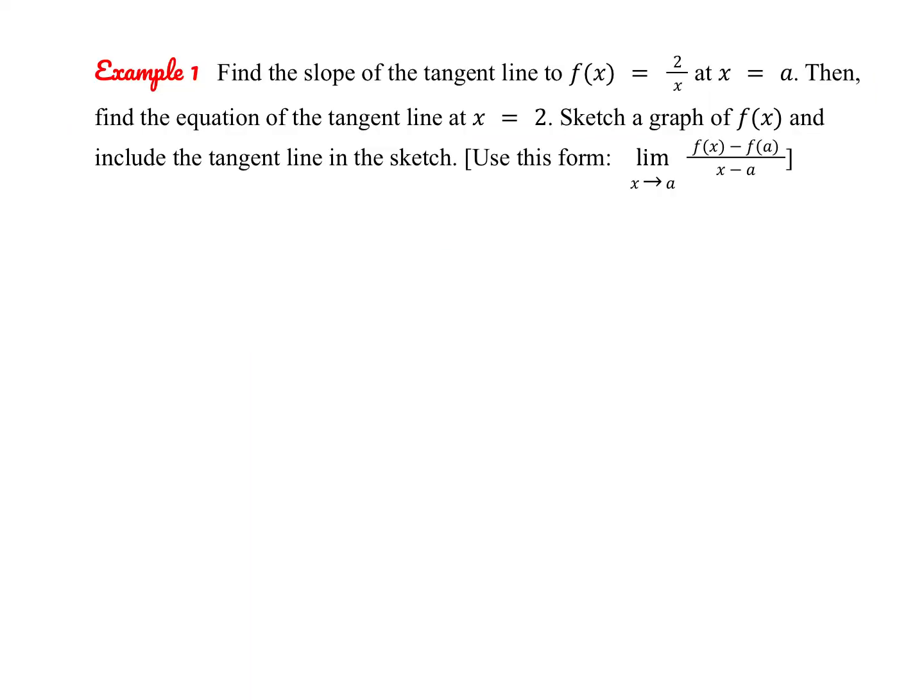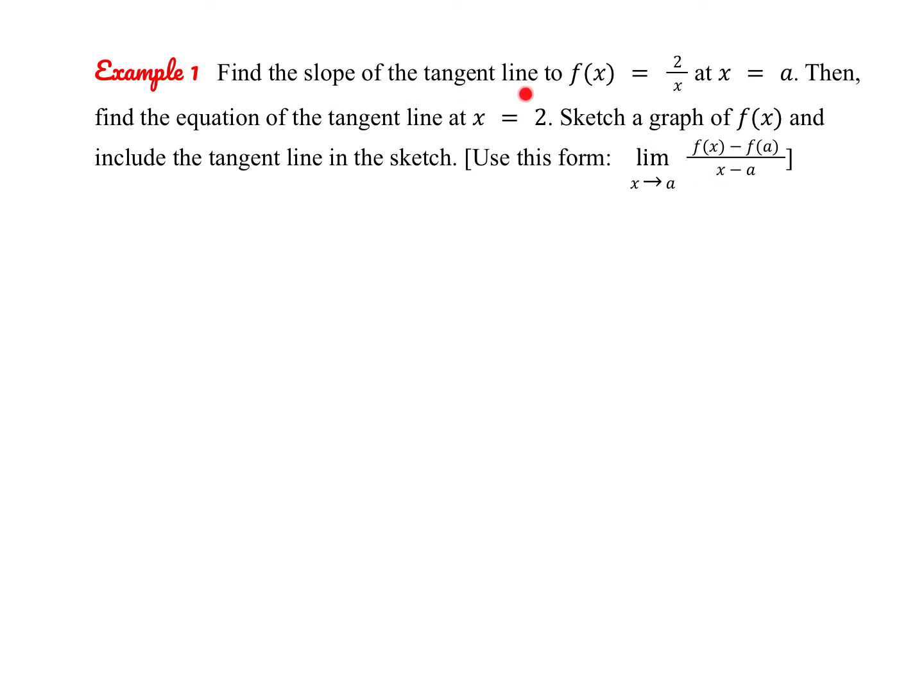All right, let's give this first example a try together. First, we're going to find the slope of the tangent line to the function f of x equals 2 over x at x equals a. Then we're going to find the equation of the tangent line at the point x equals 2. And then we'll sketch a graph of f of x and that tangent line. And for this one, let's use that first form that we talked about, which is listed here.